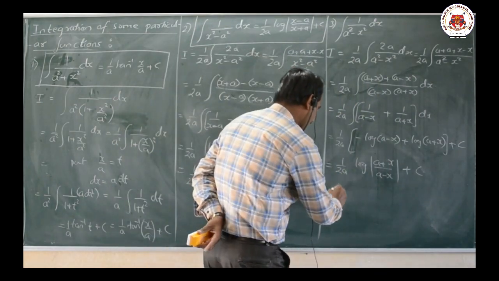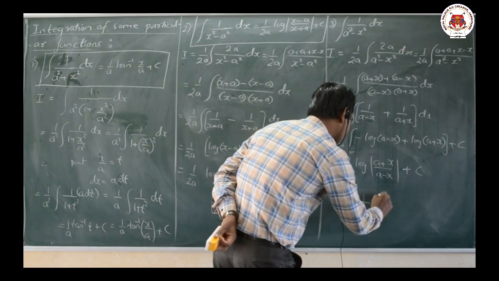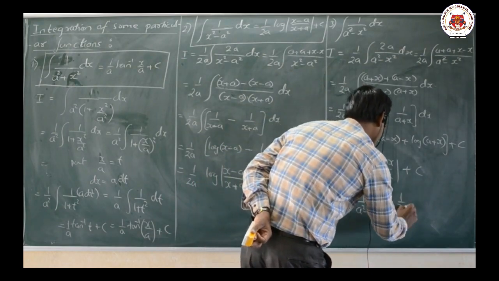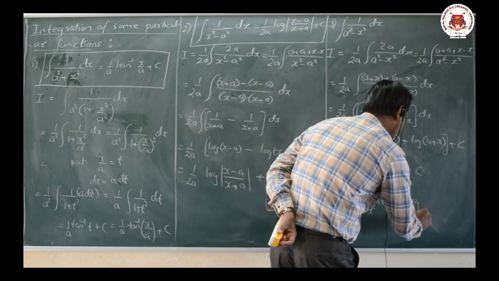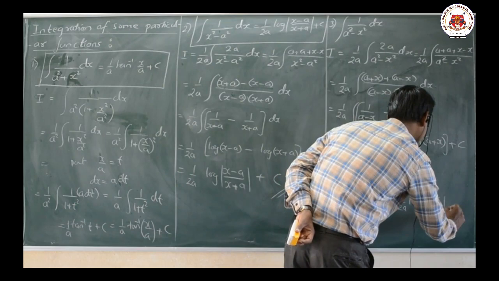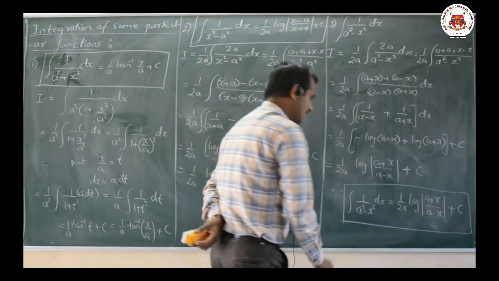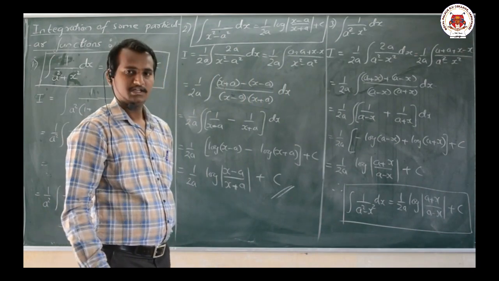So therefore the formula we have is: integration of 1 divided by a square minus x square dx equals 1 by 2a into log of a plus x divided by a minus x plus an integral constant c. That is nothing but your required formula here.